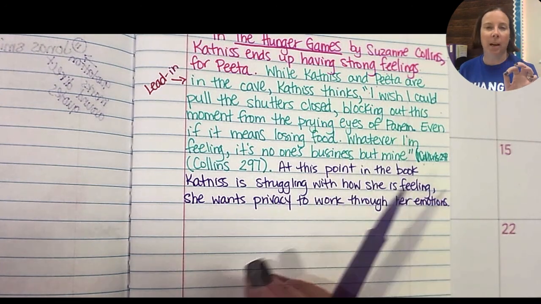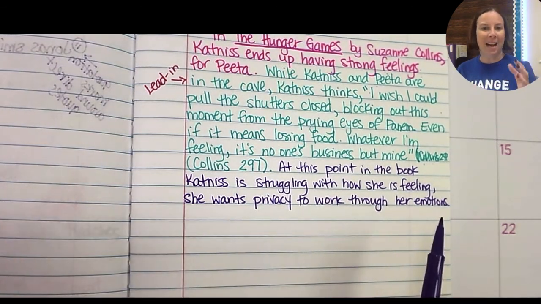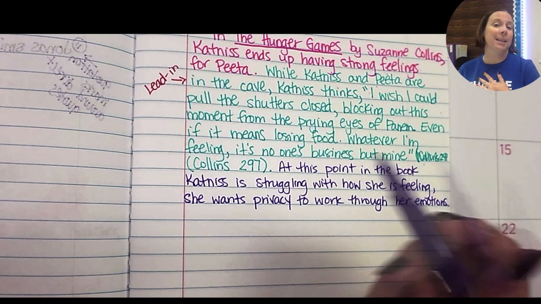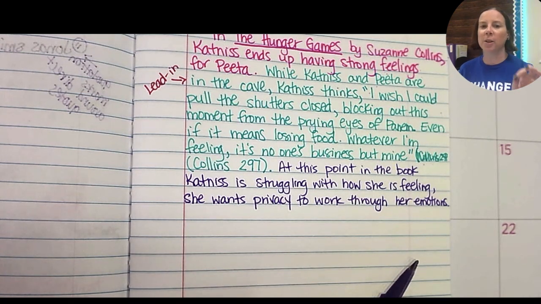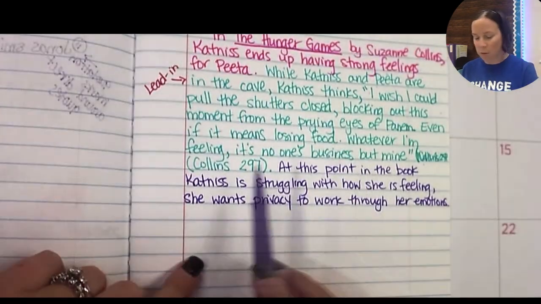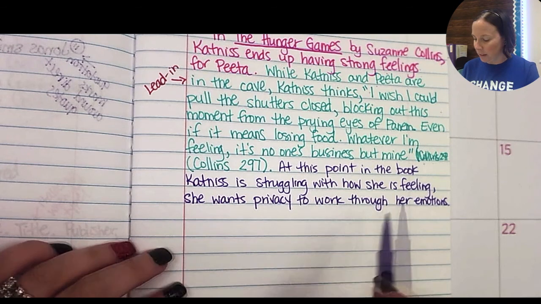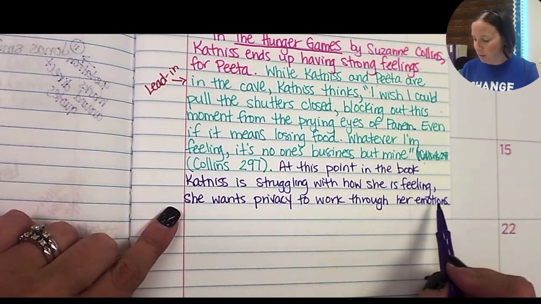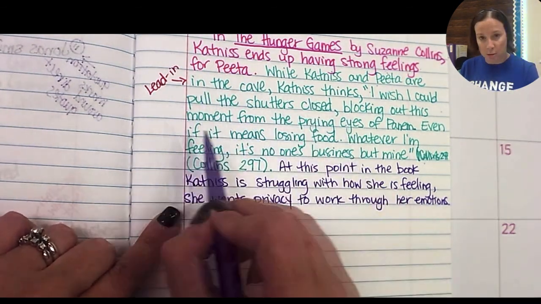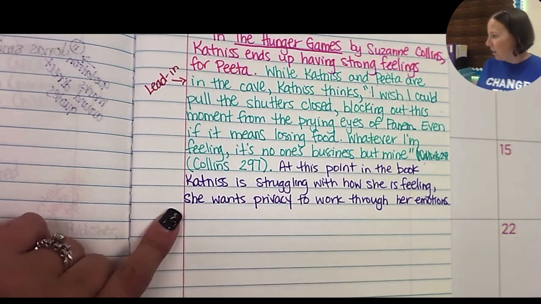Okay? Because by not just saying it, then you're making doubt. Like if you say I think Katniss is struggling, then you're not saying that you know she's struggling. So be direct. Say exactly what you think and don't hesitate with it. So don't say I think. Just tell me it. So Katniss is struggling with how she's feeling. She wants privacy to work through her emotions. So that pulling the shutters closed is her showing that privacy. That's what I'm trying to say here, okay?